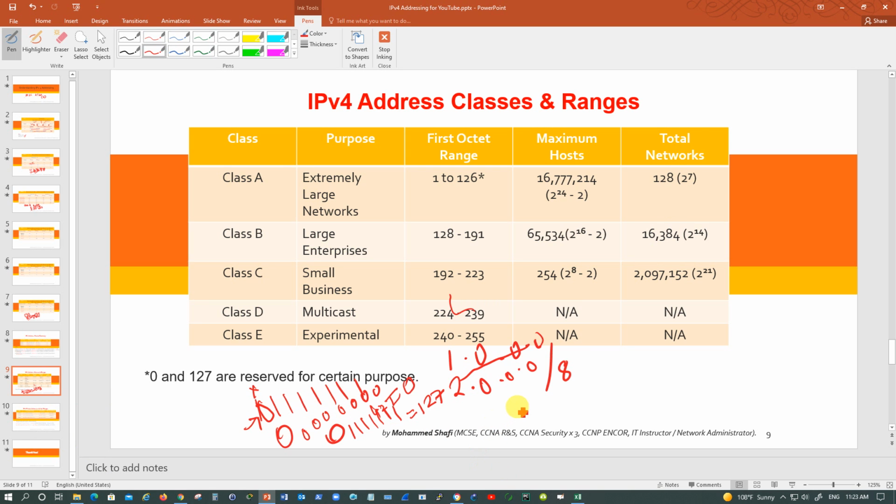Likewise, in class B you have 1 0 as reserve bits and the remaining are host bits. You might be wondering why, because if you see how this was calculated, it was calculated based on the number of bits left. 3 octets means you have 24 bits. So 2 to the power of 24, we take the base as 2 because we are dealing with binary. Binary has only 2 faces, ones and zeros. That's why 2 to the power of 24 minus 2.